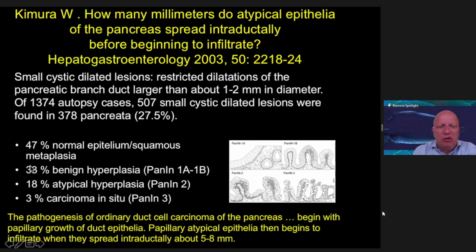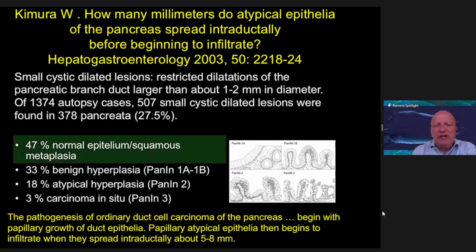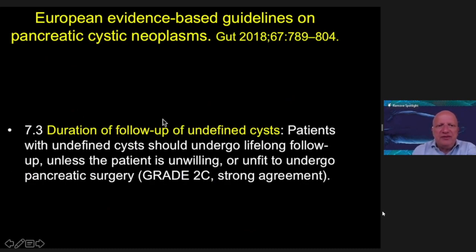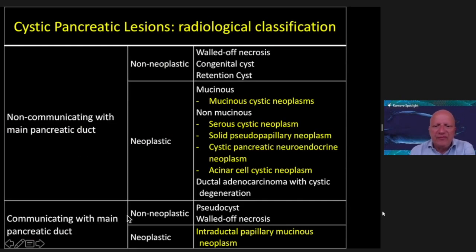Remember that in small lesions, about 20% are represented by atypical hyperplasia or carcinoma in situ, and they can be observed as a small cyst, otherwise not very well characterizable. For this reason, the European evidence-based guidelines suggest that patients with an undefined cyst should undergo lifelong follow-up unless the patient is unwilling or unfit to undergo pancreatic surgery.